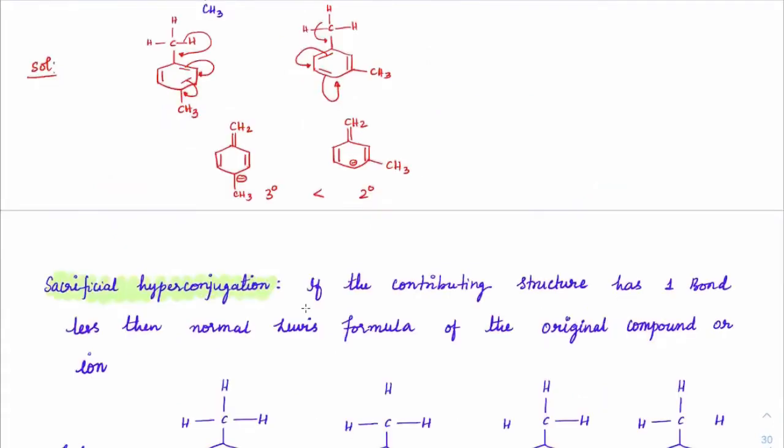Look at the next term, sacrificial hyperconjugation. See, if the contributing structure has only one bond less than the normal Lewis structure of the original ion or atom, then we call it sacrificial hyperconjugation. Sacrificial hyperconjugation usually happens when you have sigma and pi star empty overlapping. Usually we'll see it in these cases.